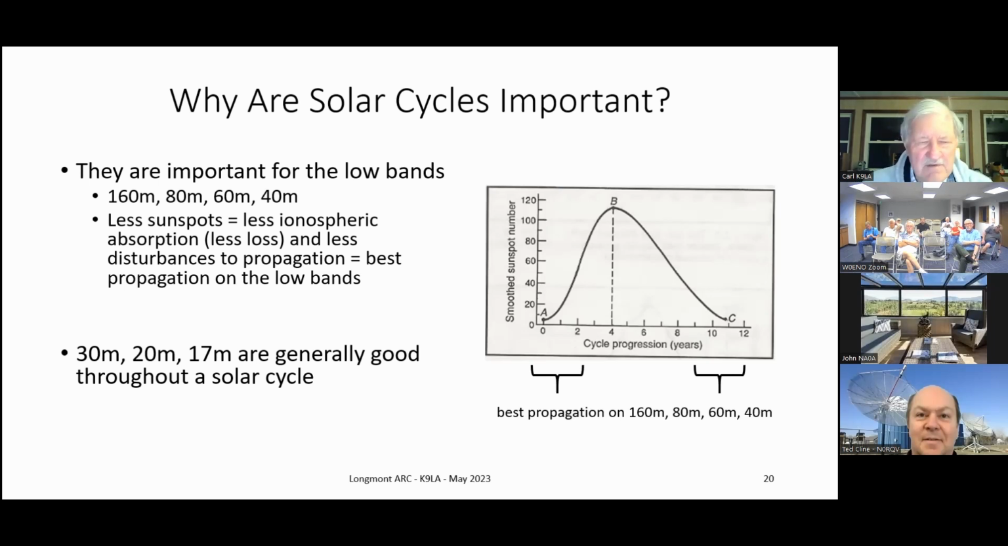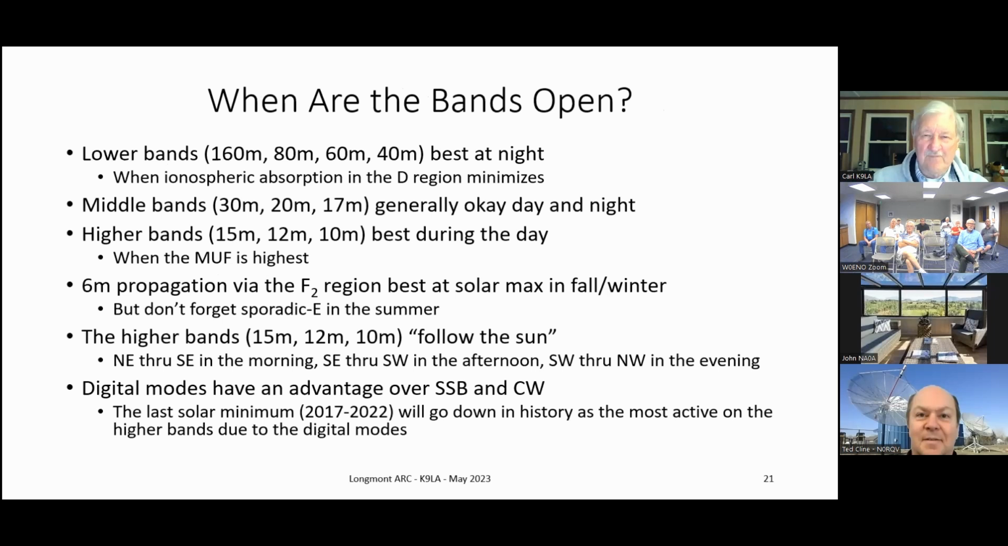In general, 30, 20, 17 are good throughout a solar cycle. You can see where the best propagation for the low bands is, there around the A and the C on that sketch. So when are the bands open? Well, the lower bands are best at night, although you can talk pretty far on the low bands.